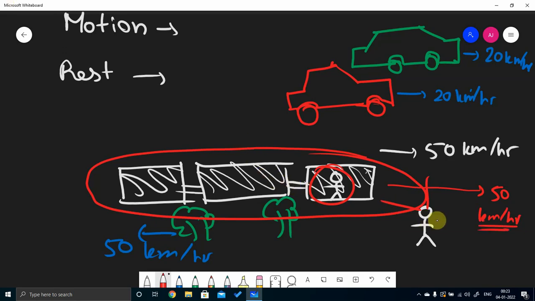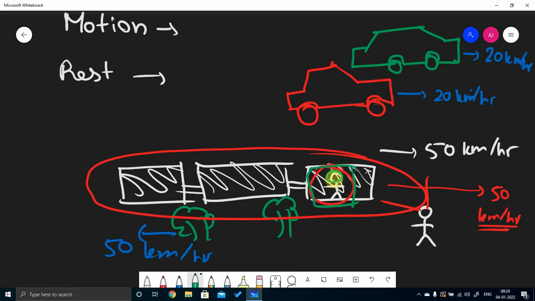But now we seem to have a problem. Which one of them is actually lying? Who is right over here? So what physicists came to say was that no one's right, no one's wrong. What happens over here is you have to basically look at the frame of reference. You have to look at the frame of reference.